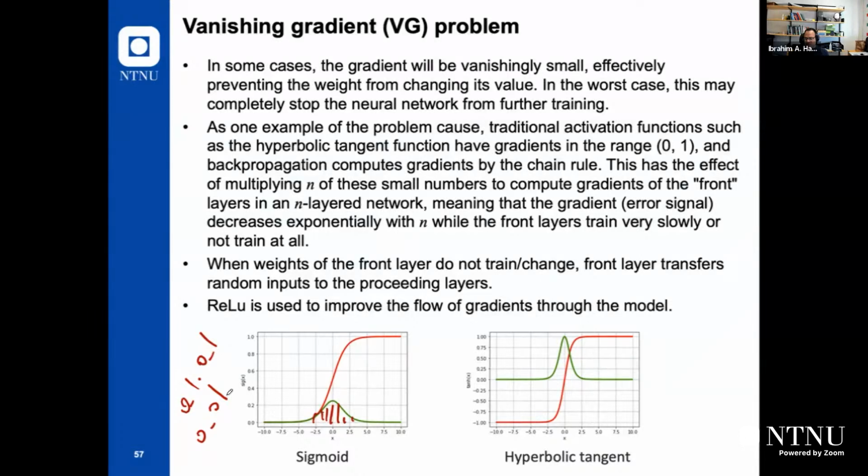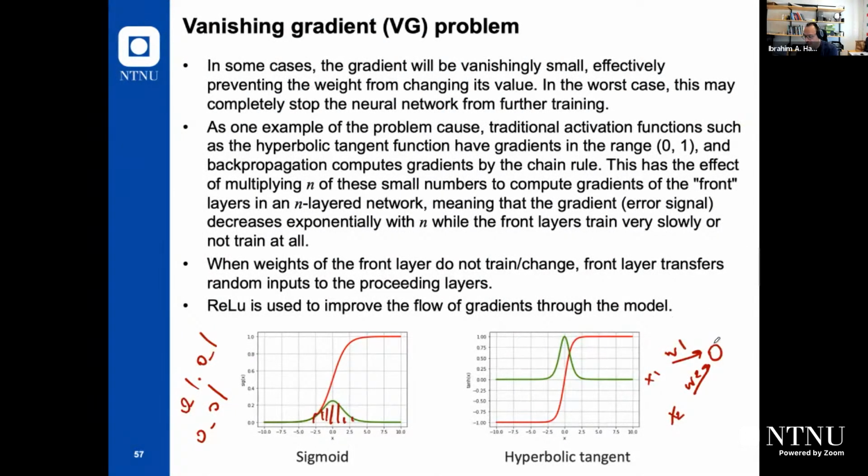So this means that the error signal will decrease exponentially and we will not be able to adjust our models. When weights of the front layer don't train or don't change, the front layers transfer random inputs to the preceding layers. For example, if you have a model like a perceptron, you have two inputs, right? We have here x1 and x2 multiplied by omega 1 and omega 2. If we are not able to adjust those omega 1 and omega 2, because we initialized omega 1 and omega 2 with some random values, right?